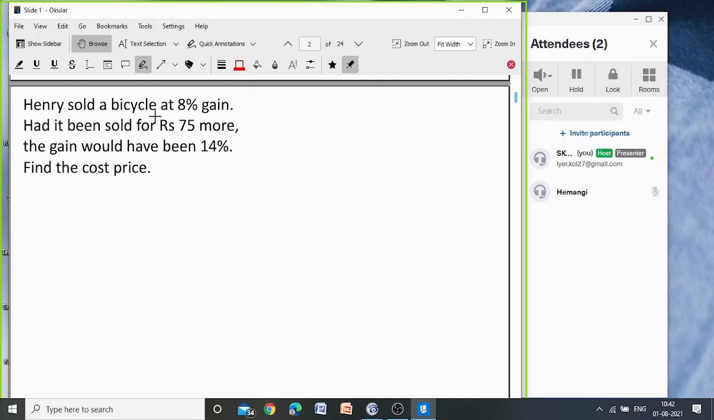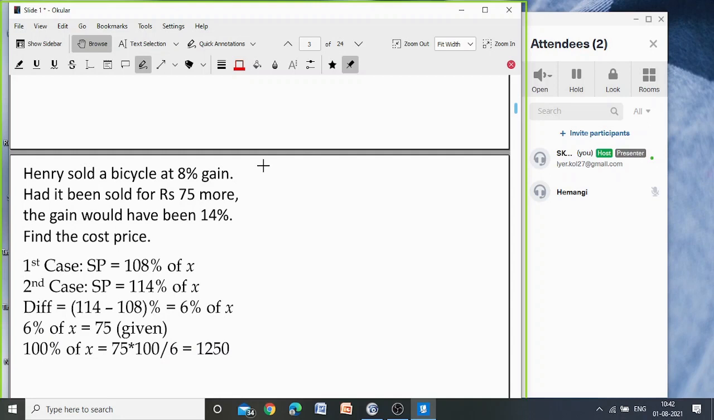So, Henry sold at 8% gain. Had it been sold for 75 rupees more, the gain would have been 14%. So actually you don't have to find the cost price. You can directly put 14% minus 8% equal to 75, and then you can find the cost price.